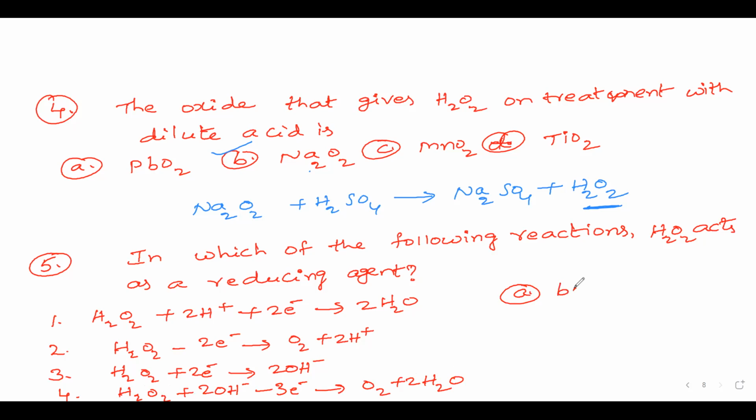So the options here: option A, both 2 and 3. Option B, both 1 and 3. Option C, 2 and 4. Option D, 1 and 2. So these are the options we have. It is a more-than-one-correct question, but they have made it as one option only.